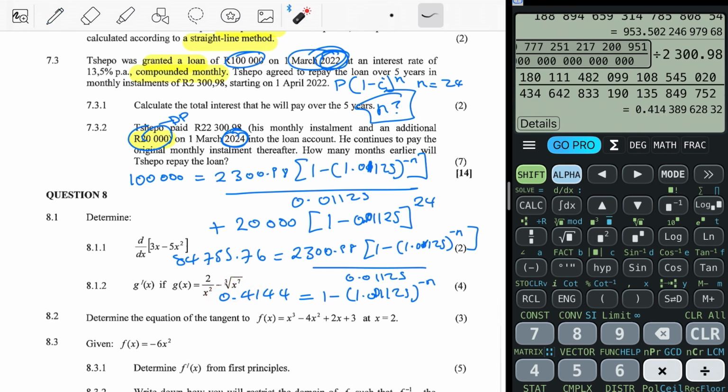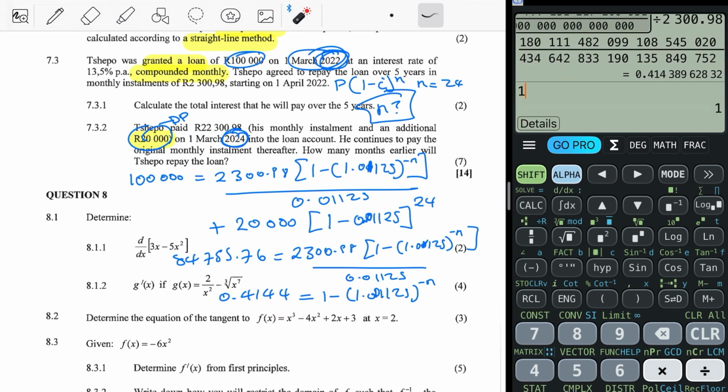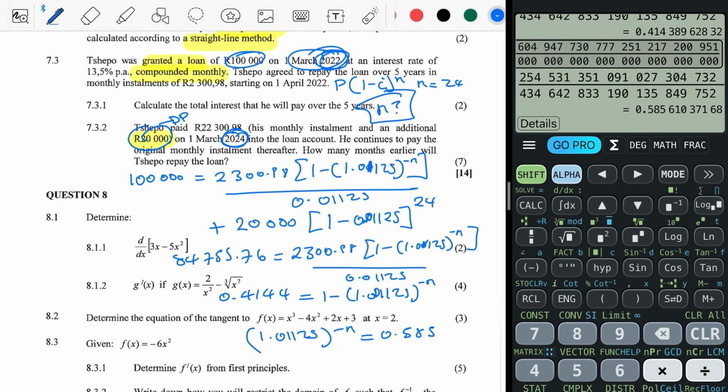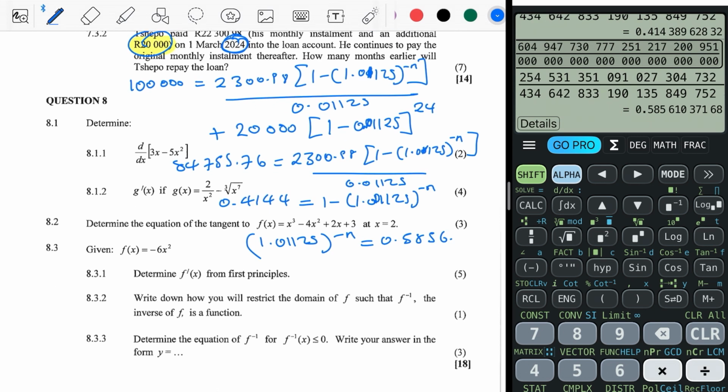Okay, and then you're gonna say, okay, cool, take this to the left hand side and take this to the right hand side. It's gonna be 1 minus the answer. So now you have 1.01125 power negative n is equal to 0.5856. Sorry guys, a little bit of flu here, but we move.